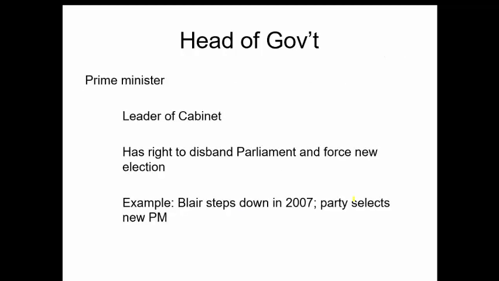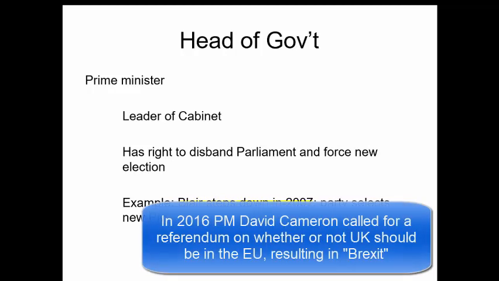The prime minister is also the leader of the cabinet. He has the right to disband parliament and force a new election. Now, we have a fairly recent example of this when Tony Blair in Great Britain stepped down in 2007 due to the lack of confidence over the Iraq War primarily. And then the party selected at that time a new prime minister, Gordon Brown, because Blair knew that confidence had been lost in the ruling party and decided to step down, which then spurred a new election.